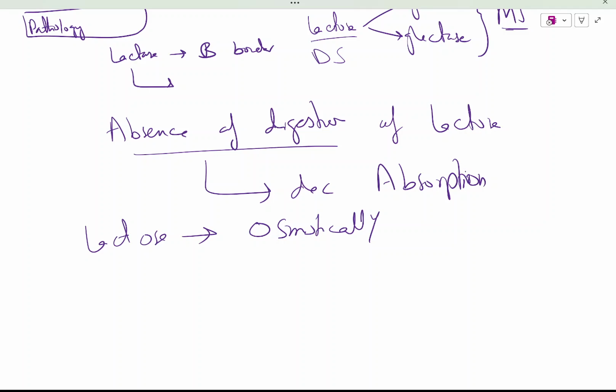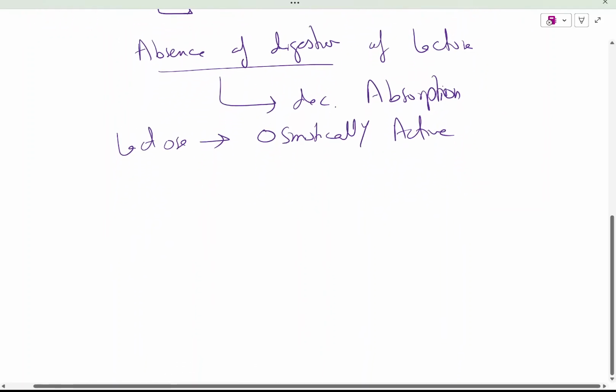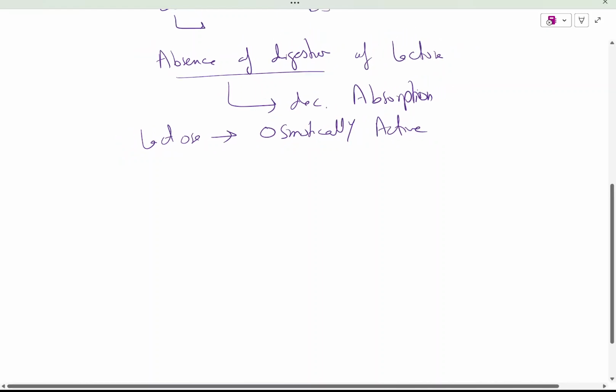If water is lying inside a tube and something is placed there, it acts like a magnet to attract hydrophilic compounds towards itself. So you are getting it. Lactose is an osmotically active agent. So what will happen when there is decreased absorption in the small intestine? This lactose acts as an osmotically active agent and it attracts water towards itself.